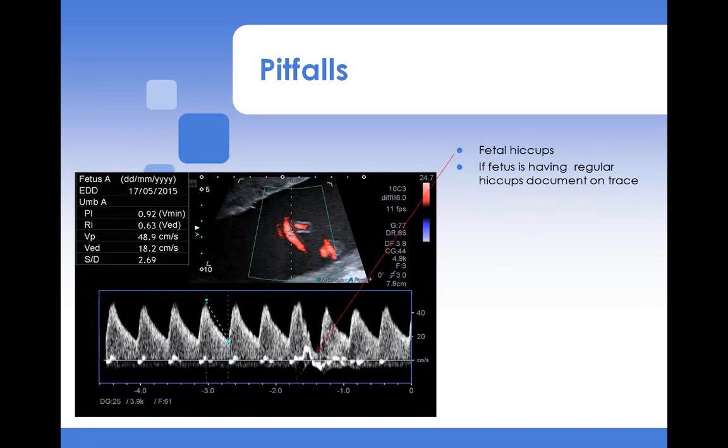Next one is fetal hiccups. Likewise, much like with the fetal breathing, it just needs to be documented. If you don't have another trace or the baby is constantly hiccuping and there's nothing else you can do, just document that this was a hiccup to make sure that the radiologist reading the films or making the report doesn't misread this as something abnormal.